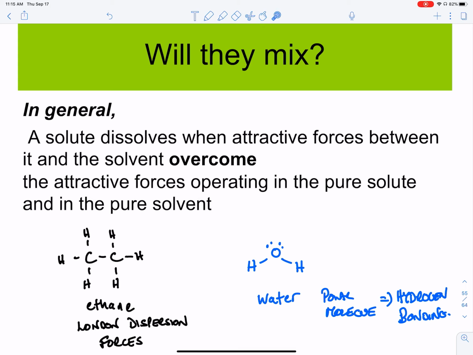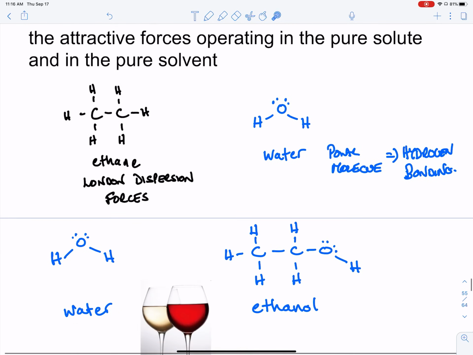And so, in order for that to happen, typically the solute and the solvent have to have the same types of intermolecular forces. And in this particular case, they don't. And so, therefore, the attractive forces between water and a water molecule will not be overcome by the attraction of ethane to water. And how do we know this? Well, we can recognize this as a non-polar molecule, has London dispersion forces. Water is a polar molecule, has hydrogen bonds. The intermolecular forces are not the same between the two, and therefore they are unlikely to mix.